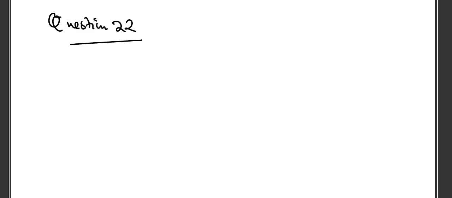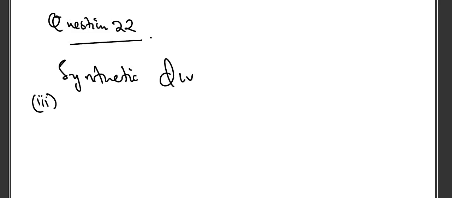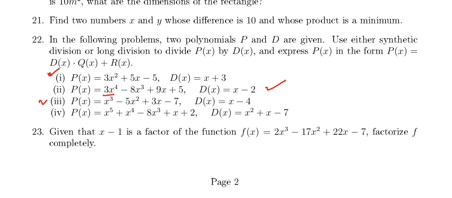So question 22, we're going to use synthetic division for number 3. We're using synthetic because the divisor is a linear expression, right? So I can just do it right here, actually, to avoid going back and forth. You can just look at your question number 3.